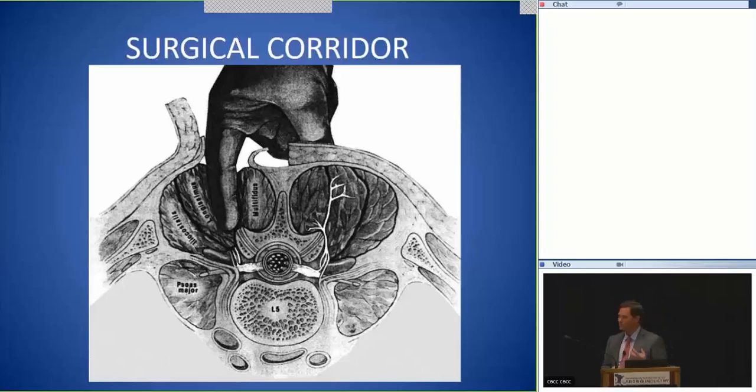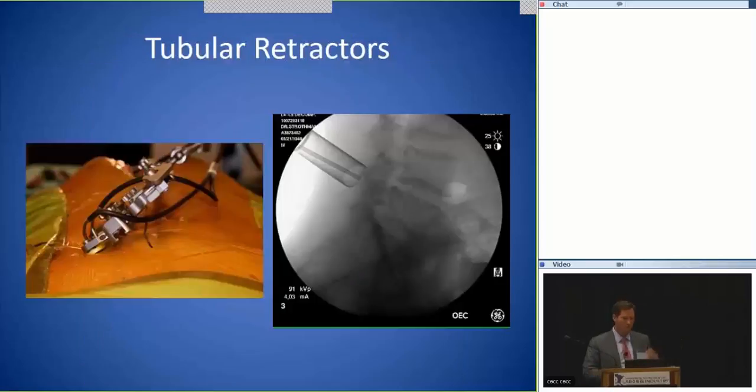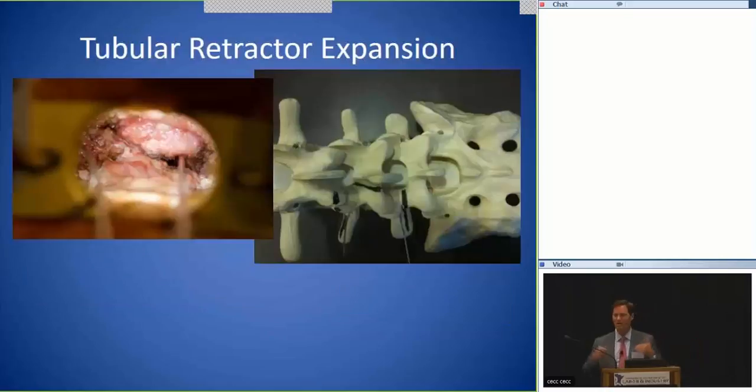We use a surgical corridor that was described by Wiltse back in the 1960s. This is not new. What is new is some of the technology and retractors that we have today that they didn't have back then. We use a corridor between the multifidus and the longissimus muscles, where we come down to the outside part of the spine rather than down the middle. We now have tubular retractors that allow us to do this with good visualization. This is not arthroscopic surgery. This is not looking down a scope. This is surgery using direct visualization.